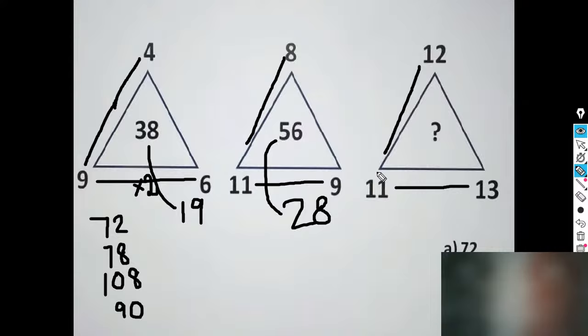Next, 12 plus 11 plus 13 gives us 36. So 36 into 2, double of that one, is 72. So 72 is the correct answer. Add all the outside numbers and multiply it with 2. It will give us the inside number.